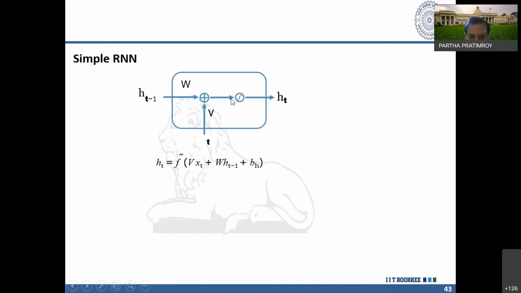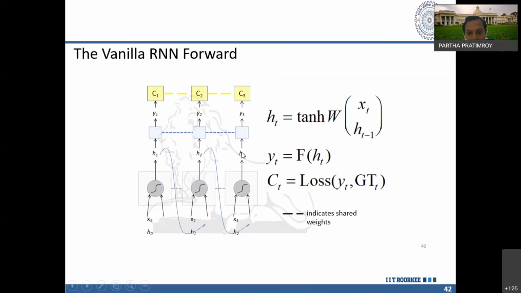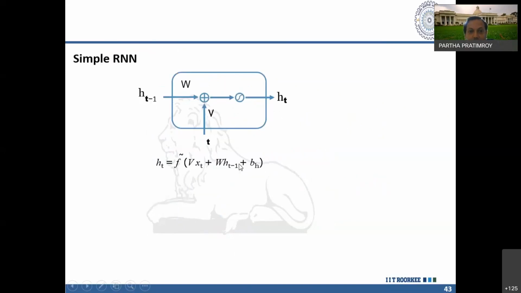And then finally there is the activation function. It could be a sigmoid function, tanh function, ReLU function, or whatever. You combine these together and then you receive ht, the outcome of this layer, which feeds the next layer. This is h1, and then you get ht. Do you follow? This is the recurrent neural network.